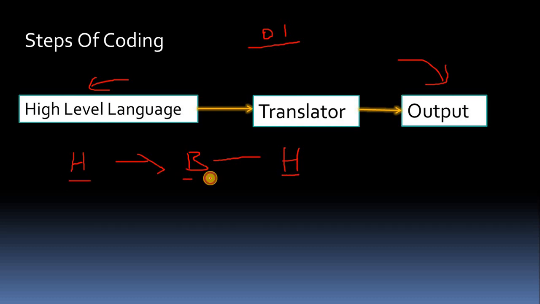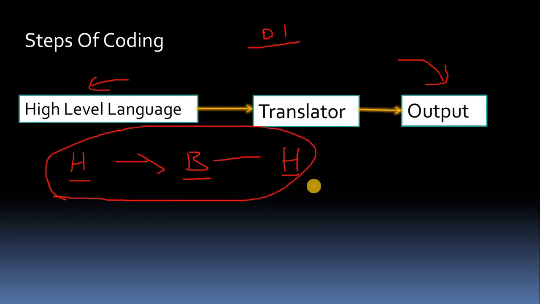We can understand binary also, but it is difficult. So a conversion is required, high level to binary so that the computer can understand, then again binary to high level so that the programmer can understand the output. So that is the process. This complete process takes place in the computer.